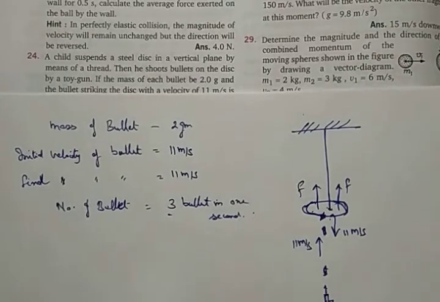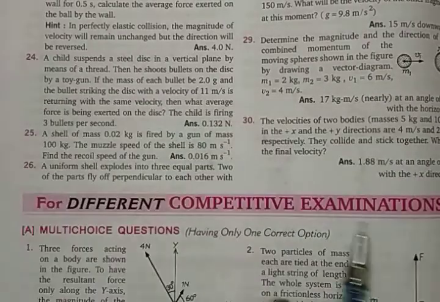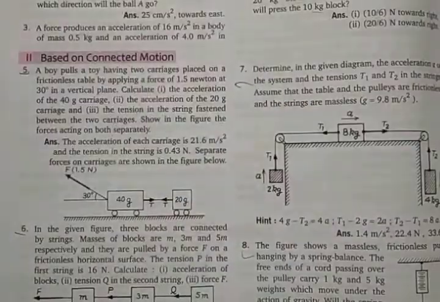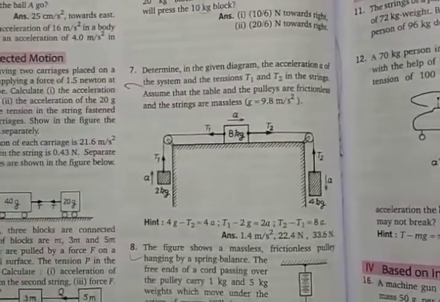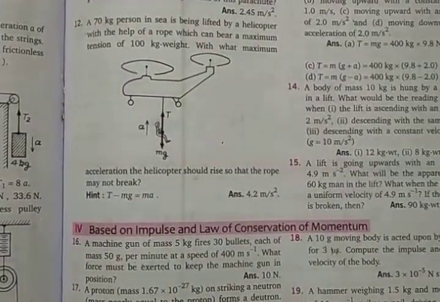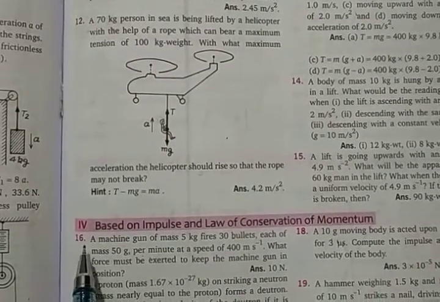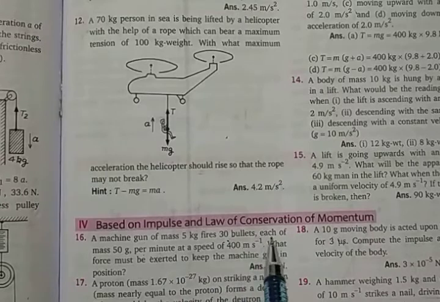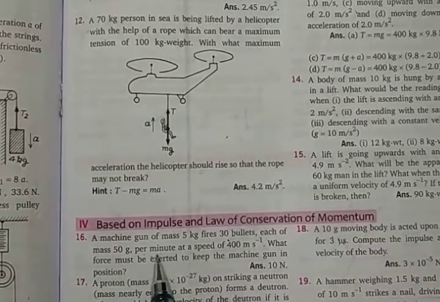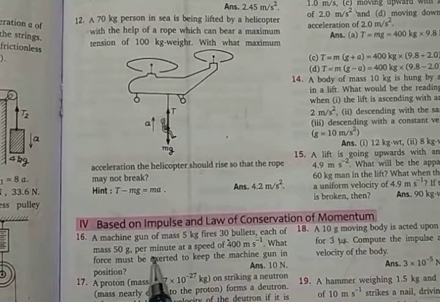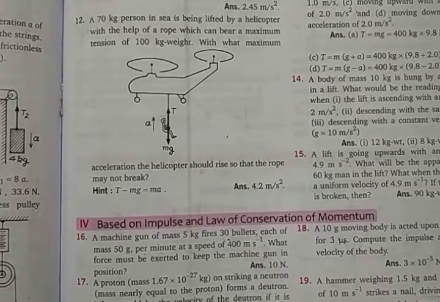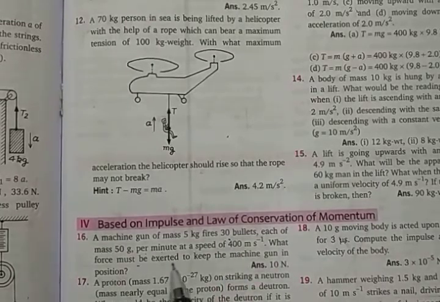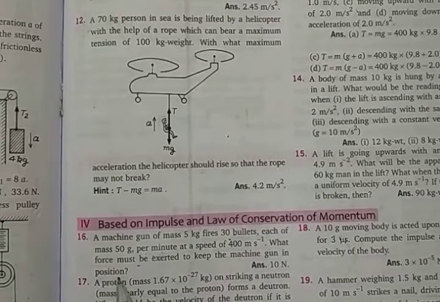Similarly, we have done one more question of this same variety. You should be able to take that out and see it once. It is important to relate to similar questions. Look at question number 16. A machine gun of 5 kg fires 30 bullets per minute, each of this much mass. Now look at them, 30 bullets are coming per minute, and we are asked to find the force exerted to keep the machine gun in position.